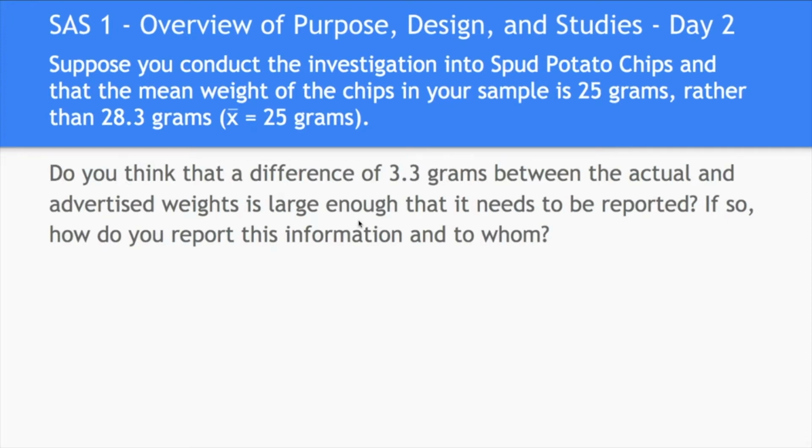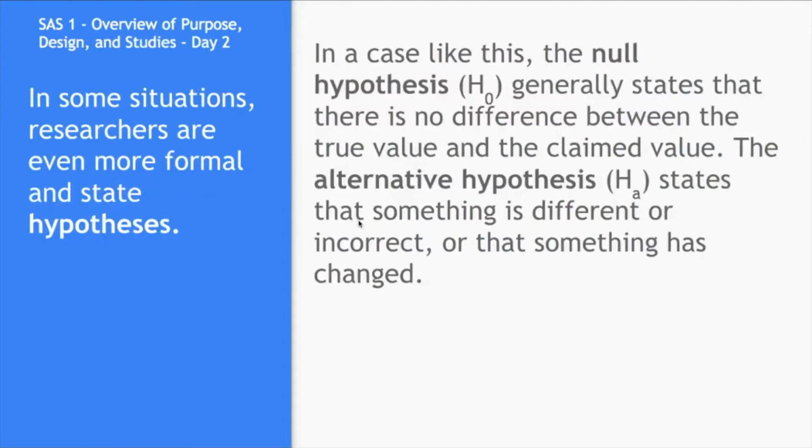Do you think that a difference of 3.3 grams between the actual and advertised weights is large enough that it needs to be reported? And if so, how and where do you report this information to? That's kind of a good question to answer. Okay, in some situations, researchers are even more formal and state hypotheses.